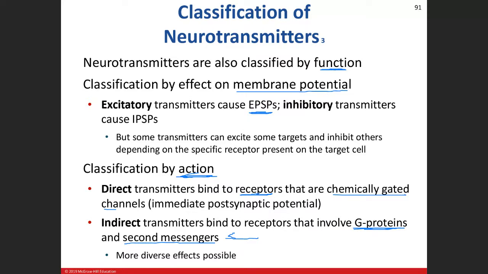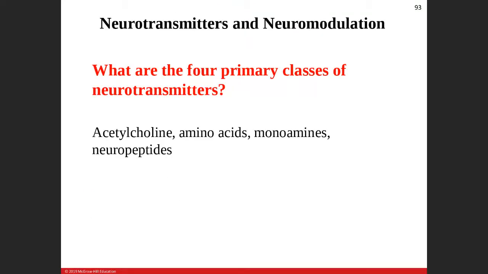So what are the four primary classes of the neurotransmitters? Acetylcholine, amino acids, monoamines, and then the neuropeptides.